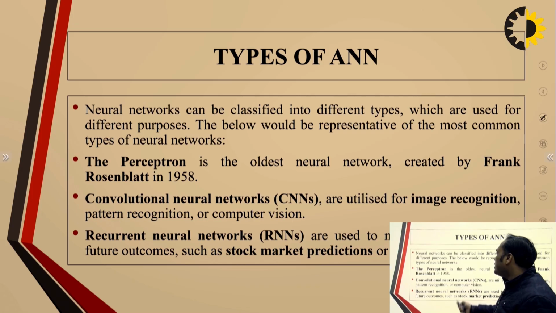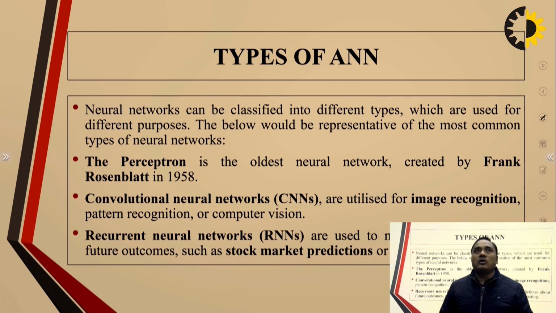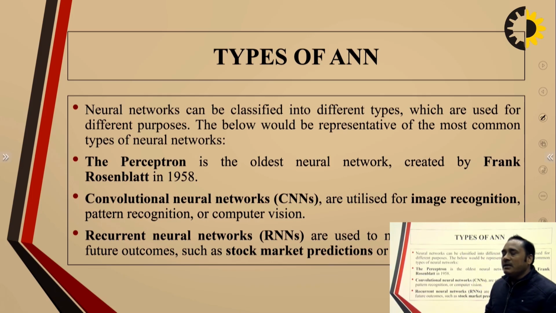And the third one is the recurrent neural network, used to make predictions about future outcomes such as stock market prediction or sales forecasting. So basically it is used for stock market prediction and sales forecasting. Then you will use the model that is called the RNN.